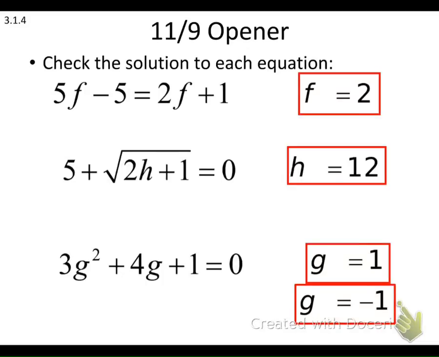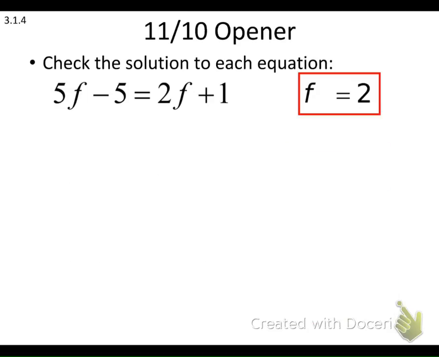So check the solution to each of the equations. Today is the 14th, but we're going to take the quiz from the 9th, so we're going to do the review opener that goes with the 9th. The first one here, we have 5f minus 5 equals 2f plus 1. Now, whoever solved this said f is equal to 2. So we're going to check to see if their answer is accurate or not.